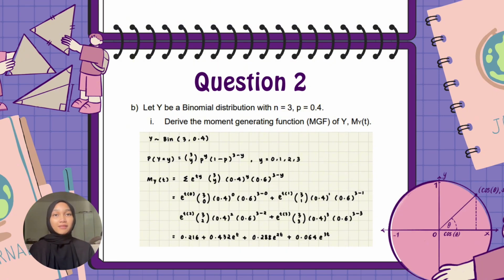And then after that, we substitute all the values of y, which are 0, 1, 2, and 3. So the final answer is 0.216 plus 0.432 e to the power of t plus 0.288 e to the power of 2t plus 0.064 e to the power of 3t.